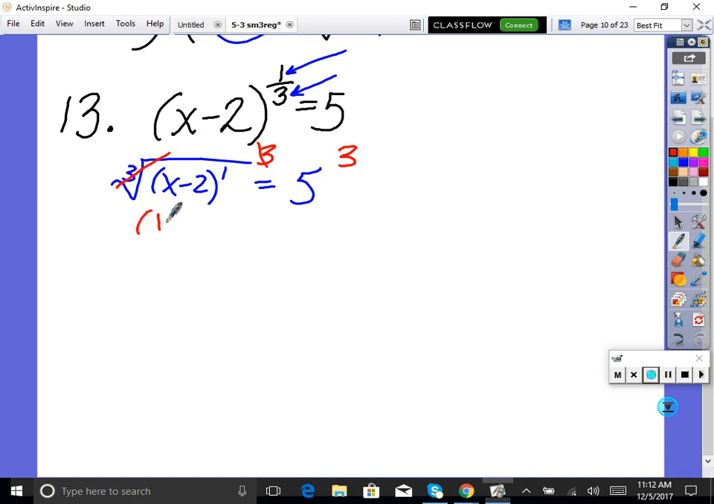Now we have x minus 2 to the first power equals 5 to the third. We should use parentheses, guys, around the 5, because in the future you're going to have negatives. Does that make sense? So 5 to the third power is 125.